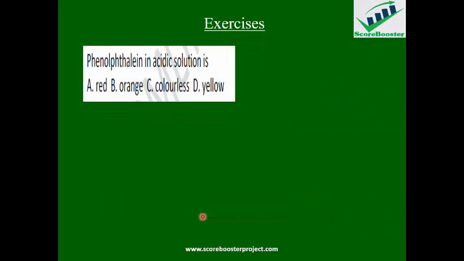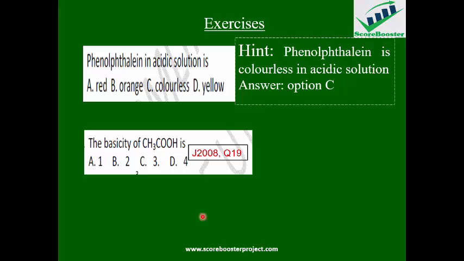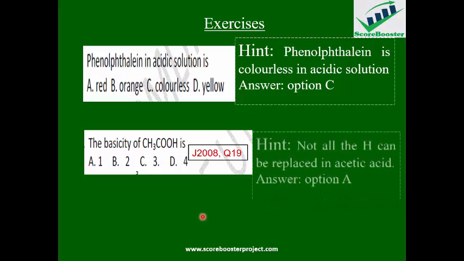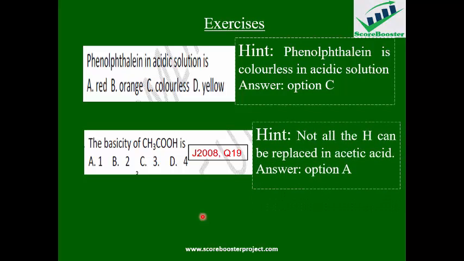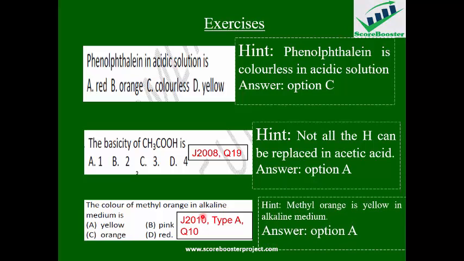Phenolphthalein in acidic solution is what? We have talked about that in the last class, that is colorless. What is the basicity of ethanoic acid, CH3COOH? It is monobasic, option A. The color of methyl orange in alkaline solution is what? Option A, that is yellow, because it was pink in acid. So if you add a base to it, there's going to be a color change.